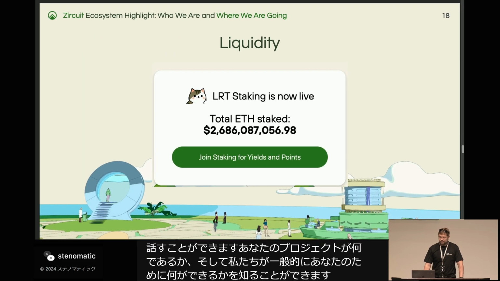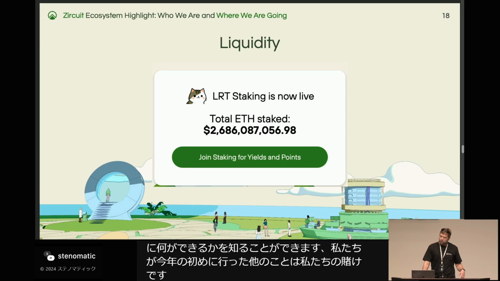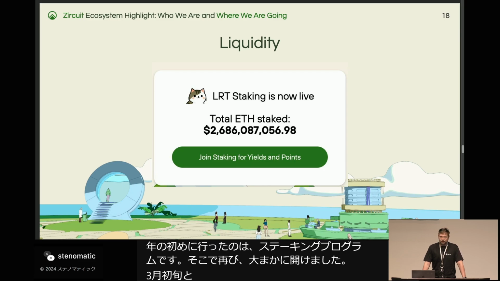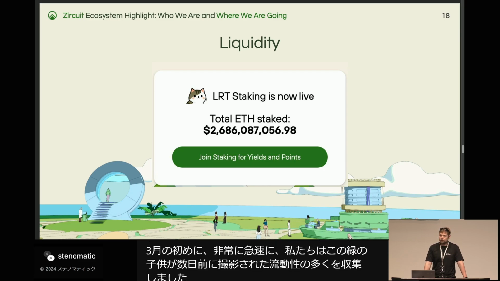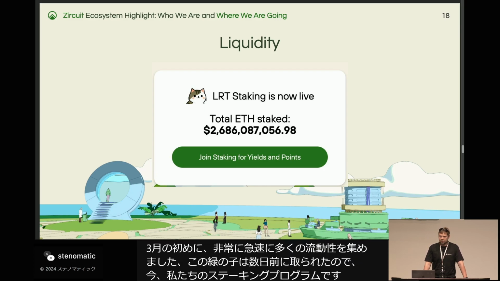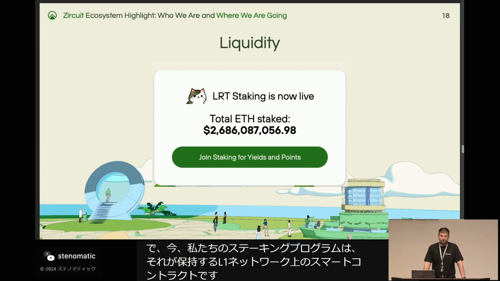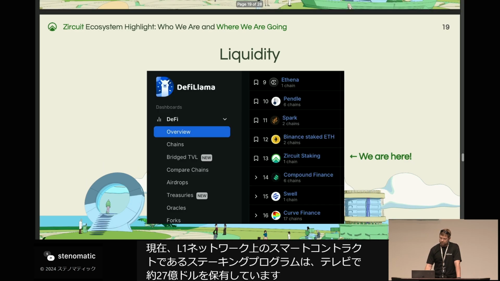The other thing that we did earlier this year is our staking program. So again, we opened it roughly at the beginning of March. And very rapidly, we collected a lot of liquidity. This screenshot is taken a few days ago. So right now, our staking program, which is a smart contract on L1 network, holds roughly $2.7 billion in TVL. So that's a lot of money.